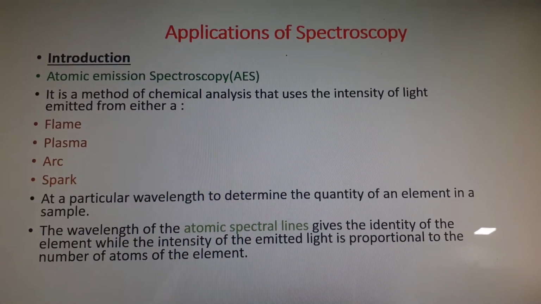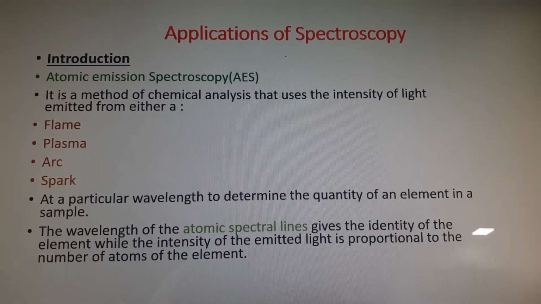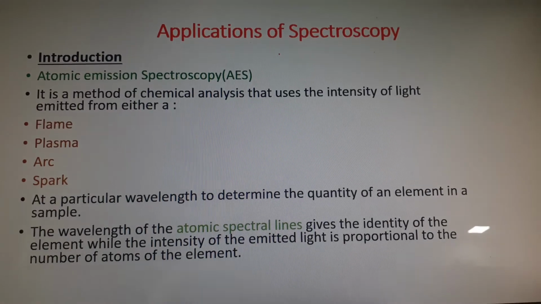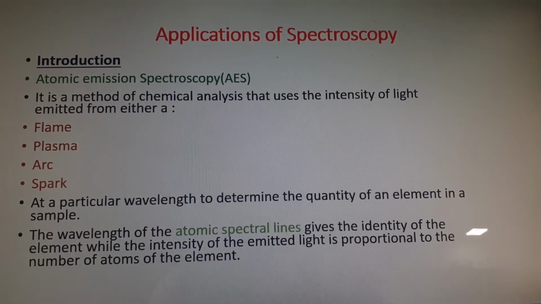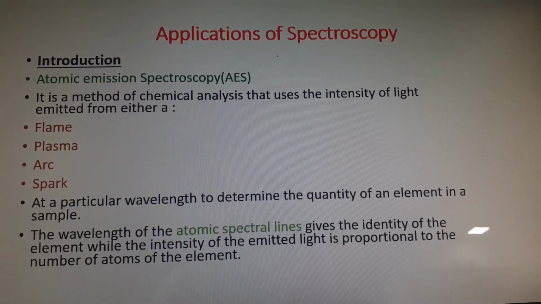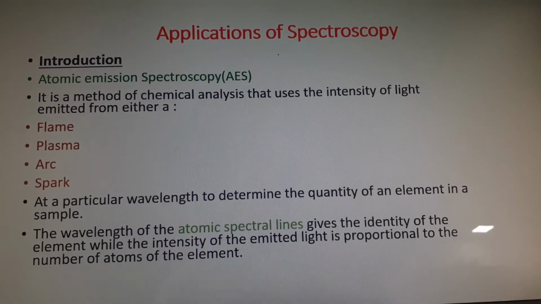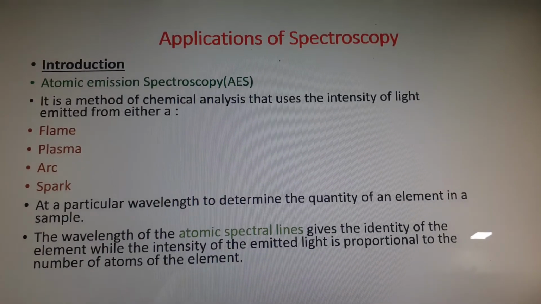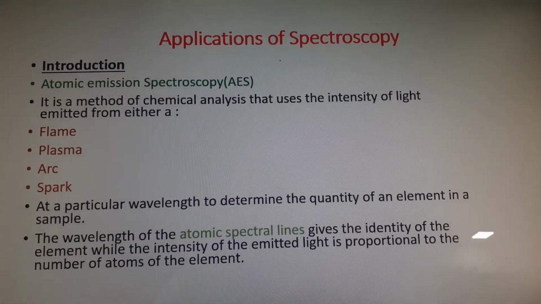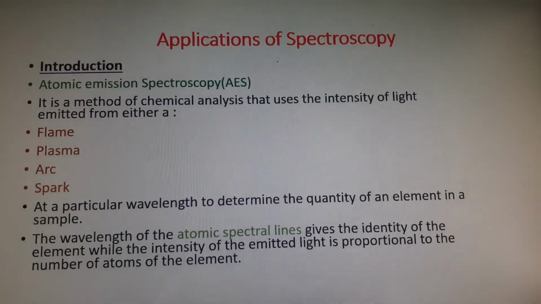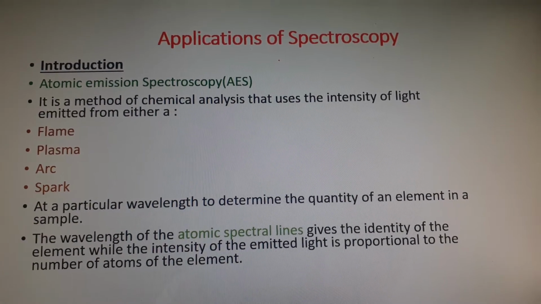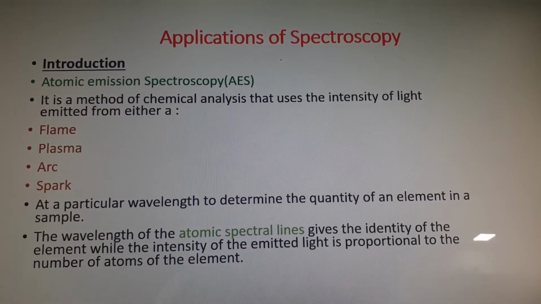Now let's start with the next chapter, which is called application of spectroscopy. The application of spectroscopy is related to the first module, principles of spectroscopy, where you studied what you understand by a wave, what you understand by electromagnetic spectra, and what are the different types of waves and spectra, which start from the radio waves and the other frequencies.